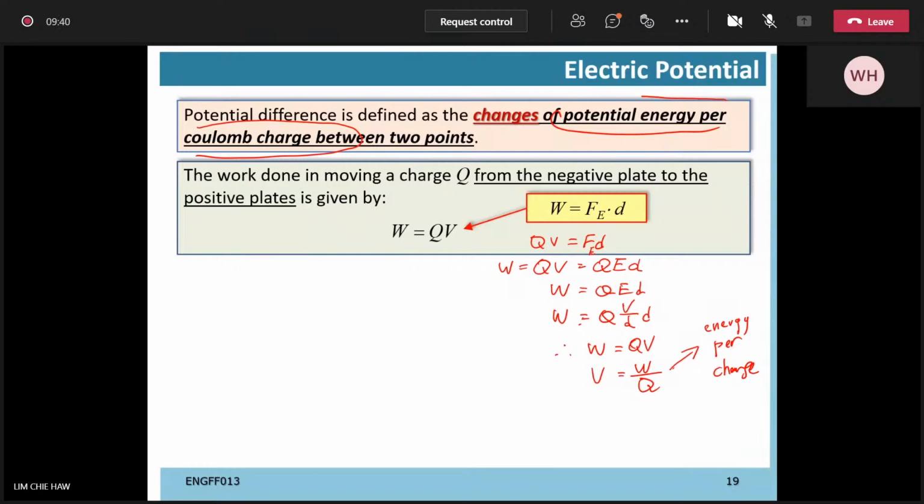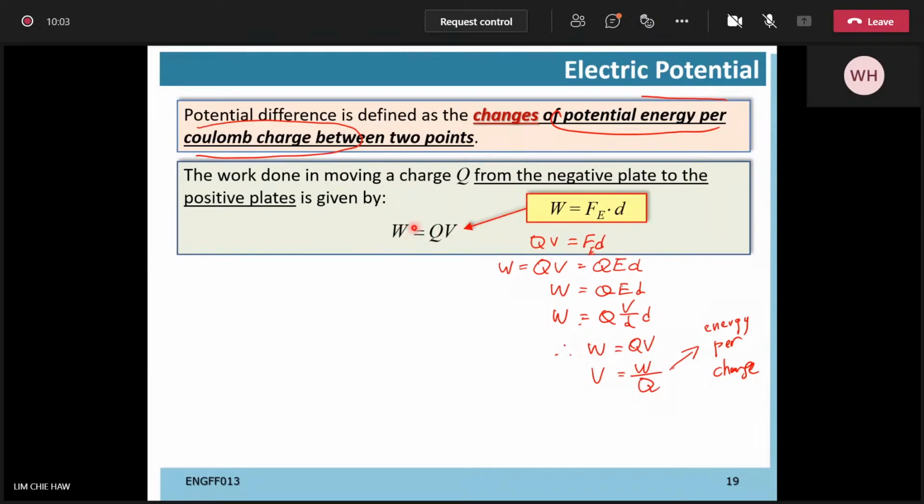Understand what is going on or not? So we try to link the energy to the field, and we know the field is set up by the voltage or the potential over D. So we use this relationship to get this equation. In the future, you can either write W equals QV or V equals W over Q.